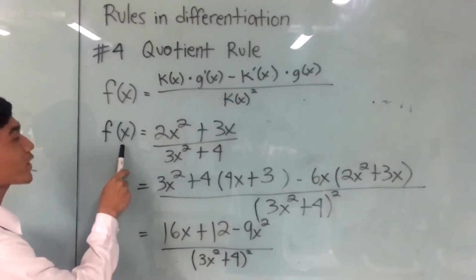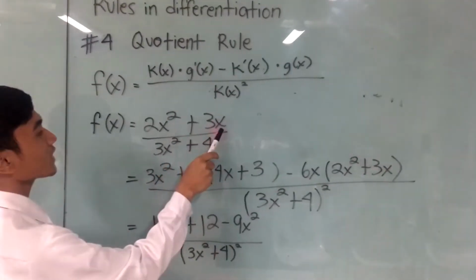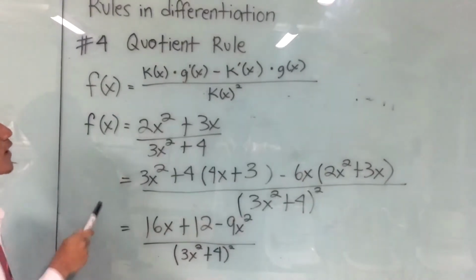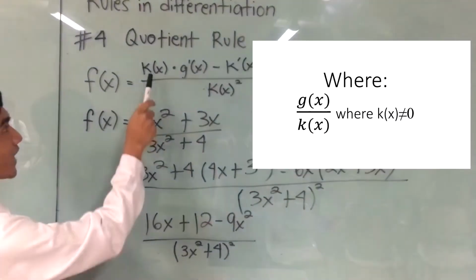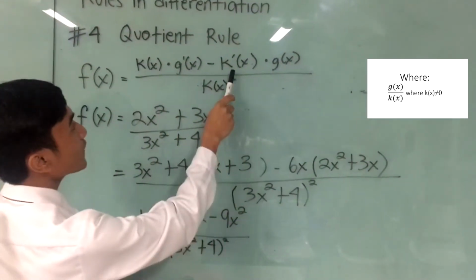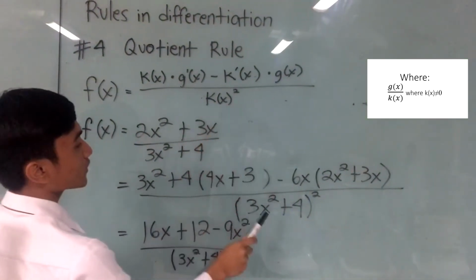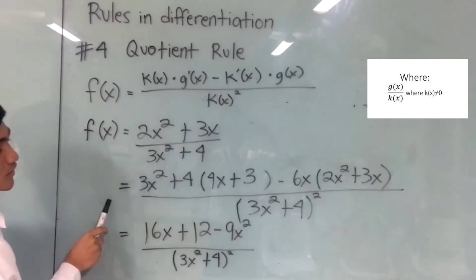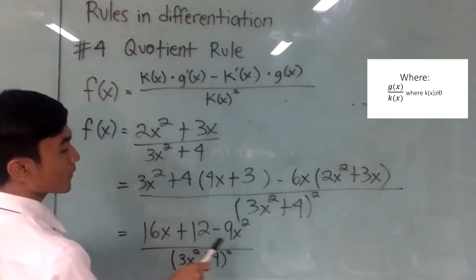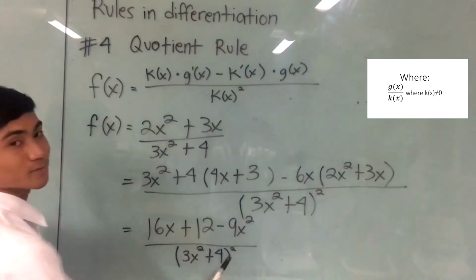Quotient rule. For example, f of x is equal to 2x squared plus 3x over 3x squared plus 4. Then, we're going to follow the quotient rule: k of x times the derivative of g of x minus the derivative of k of x times g of x, over k of x squared. Then, the final answer is 16x plus 12 minus 9x squared over 3x squared plus 4 squared.